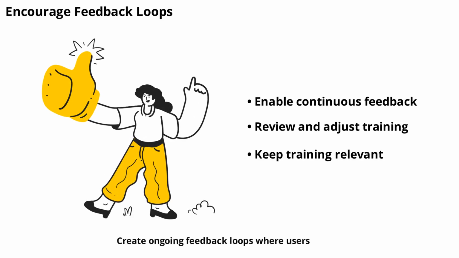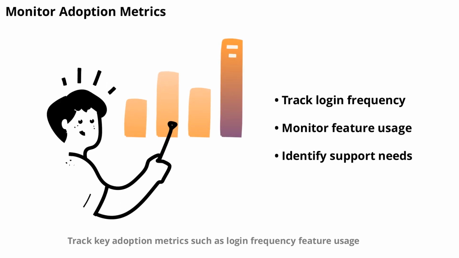Create ongoing feedback loops where users can continuously share their experiences and suggestions. Regularly review this feedback and make adjustments to your training program as needed. This iterative process ensures your training remains effective and relevant. Track key adoption metrics, such as login frequency, feature usage, and completion of training modules. Use this data to identify users who may need extra support and to celebrate those who are excelling. Monitoring adoption helps you proactively address challenges and sustain engagement.